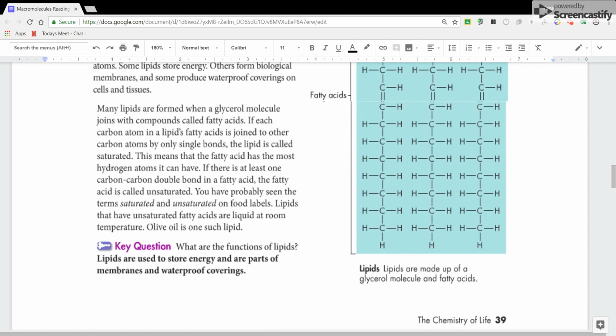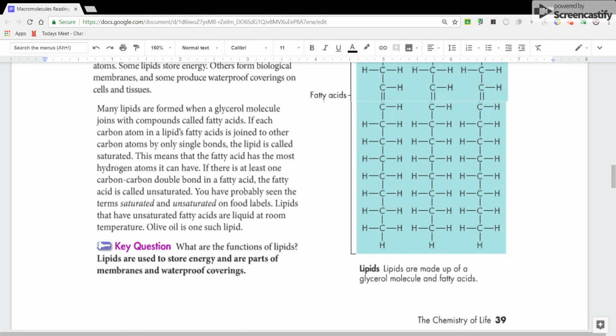Many lipids are formed when a glycerol molecule joins with compounds called fatty acids. If each carbon atom in a lipid's fatty acids is joined to other carbon atoms by only single bonds, the lipid is called saturated. This means that the fatty acid has the most hydrogen atoms it can have. If there is at least one carbon-to-carbon double bond in a fatty acid, the fatty acid is called unsaturated.